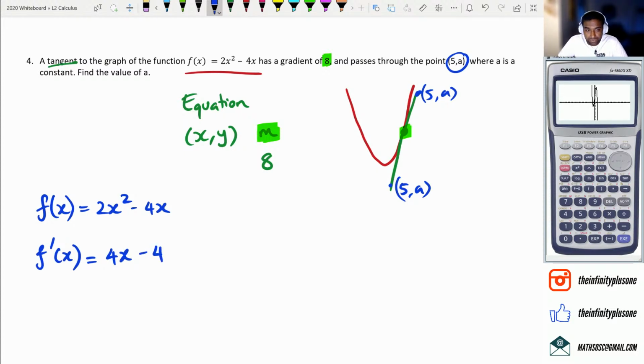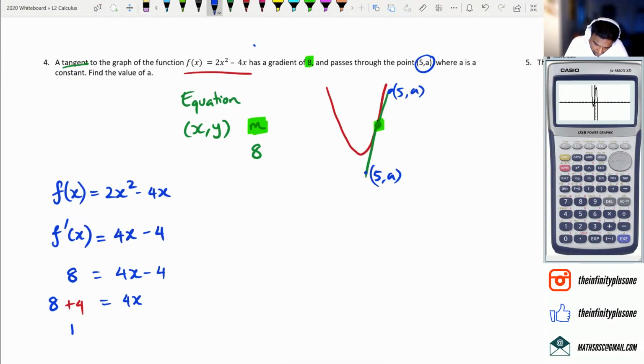So now this is the gradient function, and I know the gradient function is going to be 8 at that point. So I'm going to put it as 8 is equal to 4x minus 4. If I rearrange it, I get 4x is equal to 8 plus 4, which means I've got 12 is equal to 4x and x is equal to 3. So now I've figured out what that point is, which is going to be 3.